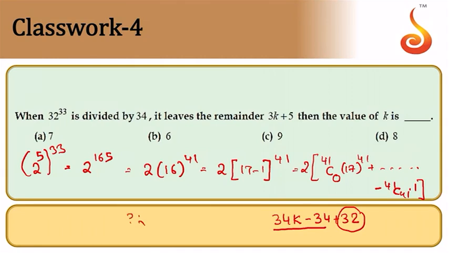So 32 is the remainder. When the remainder is equal to 32, it means 3k plus 5 is equal to 32. What can be the possible value of k then? 32 minus 5 will give you 27. So 27 is equal to 3k, so k equals 9. 9 times 3 is 27. So k equal to 9 is the correct answer.